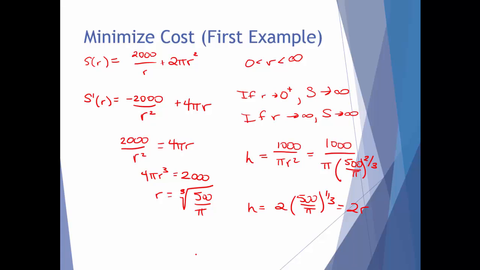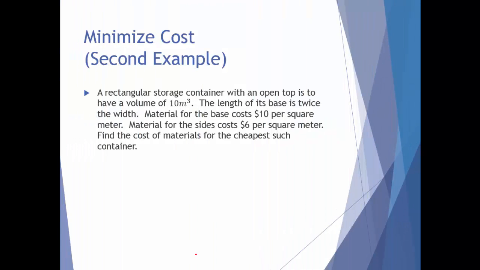Now let's look at another example where we're asked to minimize cost. But in this one, we'll be given different dollar amounts for different parts of what we're manufacturing. So for example, a rectangular storage container with an open top is to have a volume of 10 cubic meters. Now notice, unlike the last one, this one already has a cubed linear measurement on it, so I don't have to convert this one. I can just leave it as 10 meters cubed. The length of its base is twice the width. Material for the base costs $10 per square meter. Material for the sides costs $6 per square meter. Find the cost of materials for the cheapest such container. So we are still looking to minimize cost.